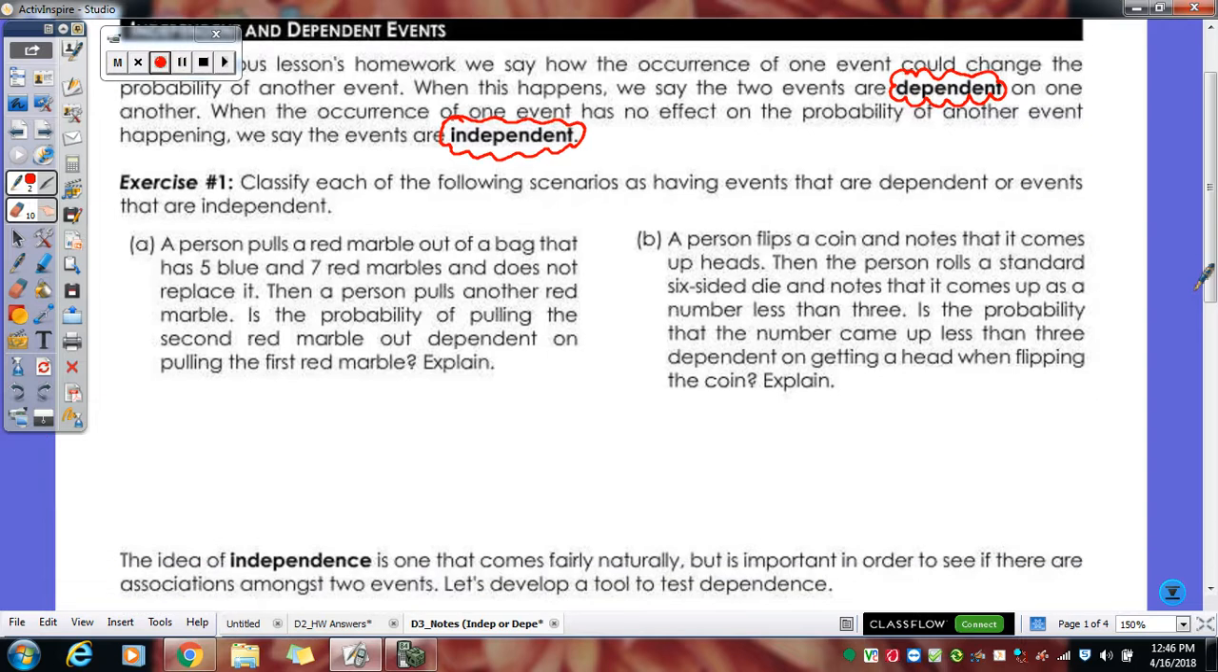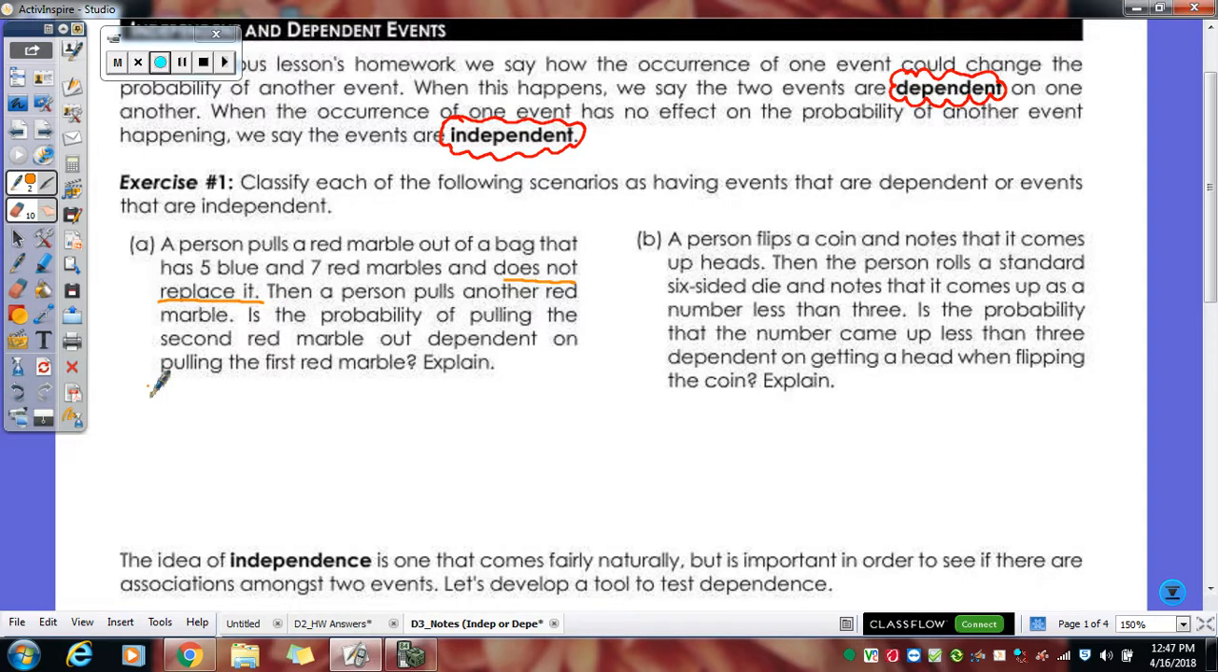So for exercise 1, we are going to classify each of the following scenarios as having events that are dependent or events that are independent. So A, a person pulls a red marble out of a bag that has 5 blue and 7 red and does not replace it. Then a person pulls another red marble. Is the probability of pulling the second red marble dependent on pulling the first red marble out?